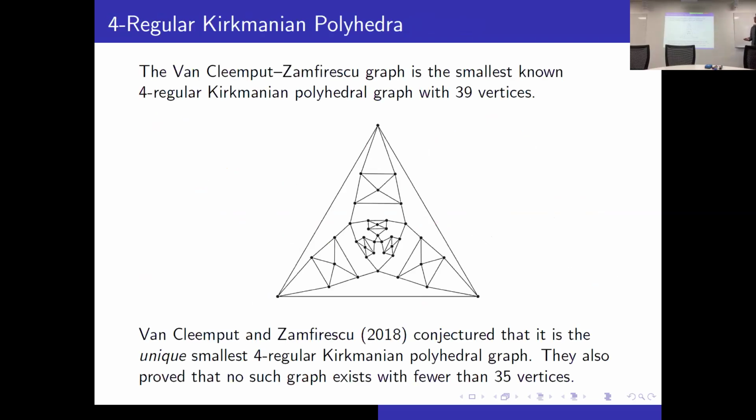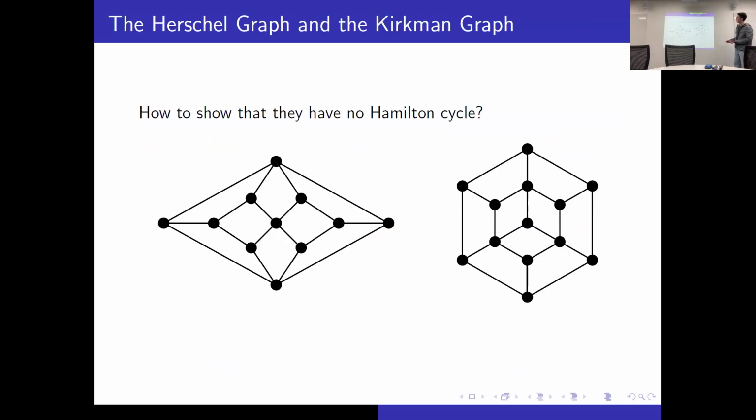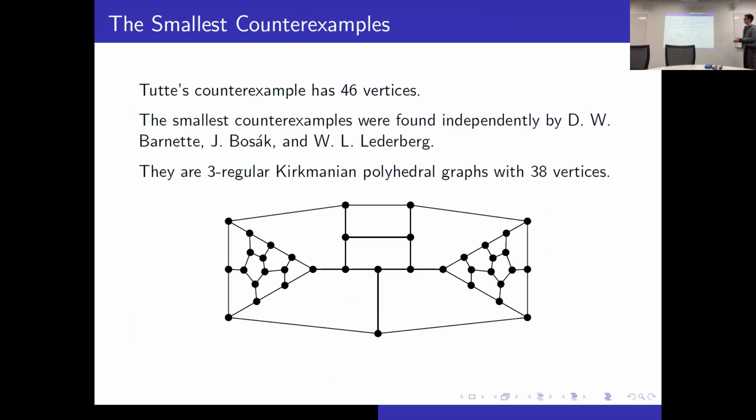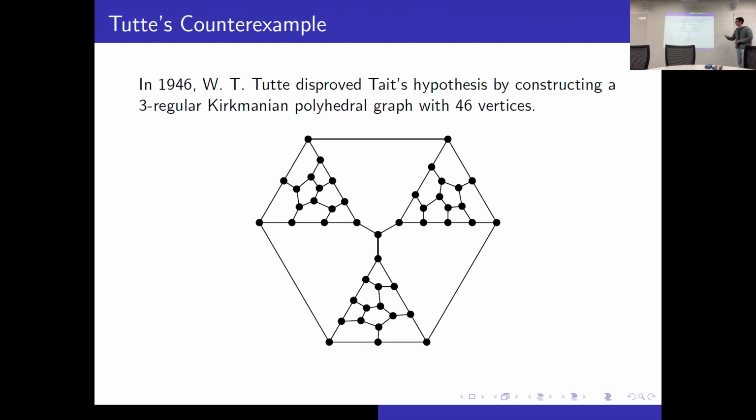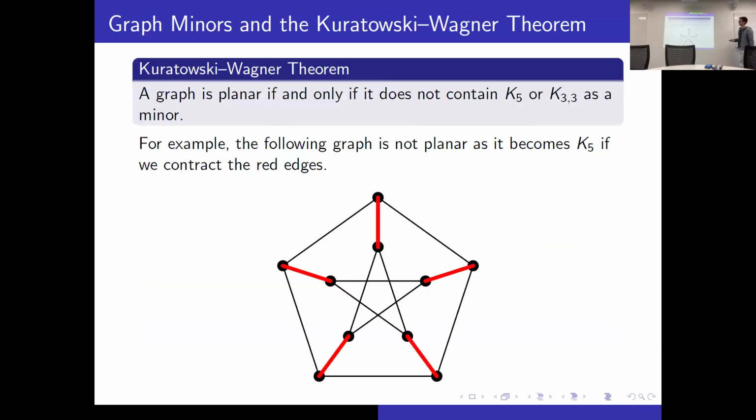Okay, so I will talk about a few related questions, 2 open problems about Kirkmanian polyhedra. And actually, I think it's very closely related to the Tait graph we saw before, I mean the counterexample to the Tait hypothesis. So it's a 3-regular Kirkmanian polyhedral graph. So we can also ask whether there is a 4-regular Kirkmanian polyhedral graph. And the answer is yes.